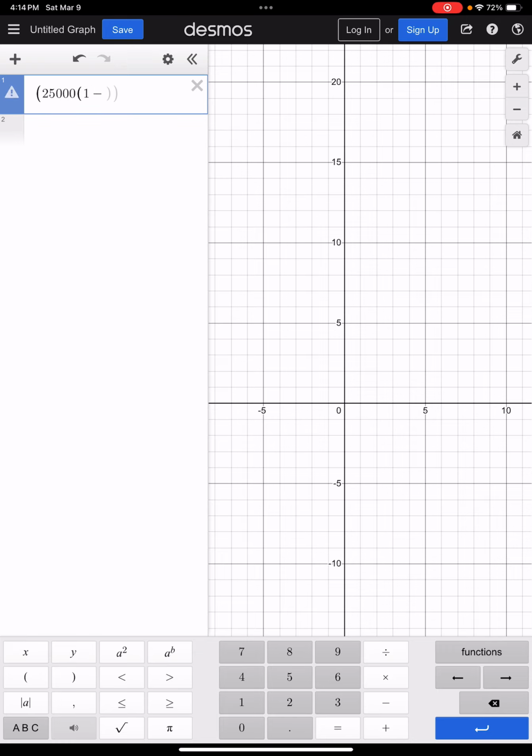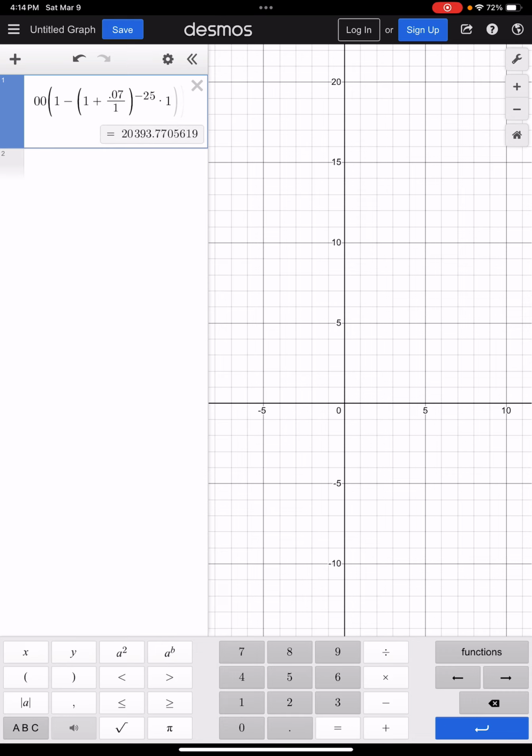So 1 minus parentheses 1 plus, and then 0.07 divided by 1. And I'm putting the 1 in there just because if I go to use this Desmos again to do another calculation, then I can just change that 1, update it to 4 or 12 or whatever it happens to be. And then my exponent is negative 25 times 1.